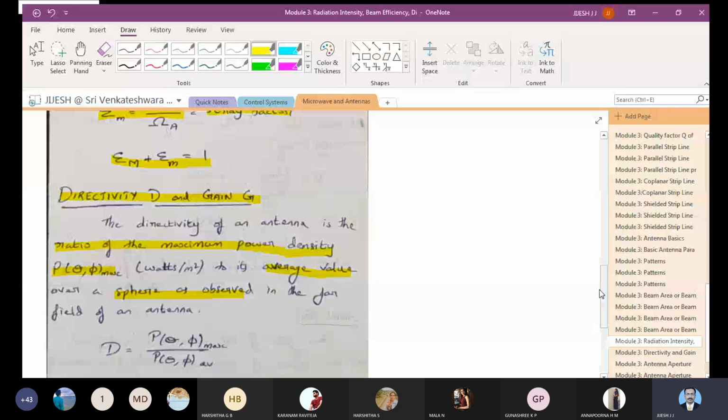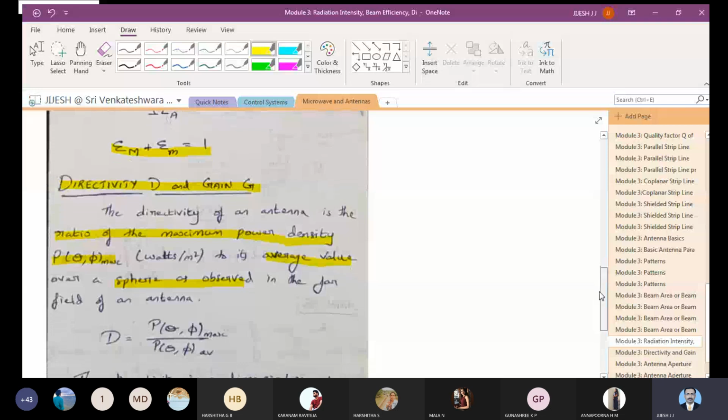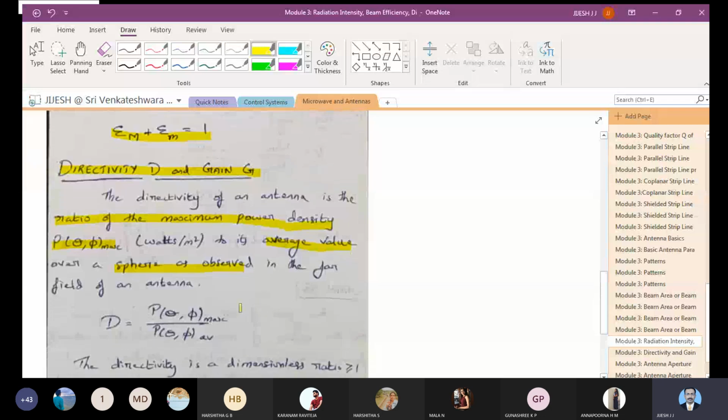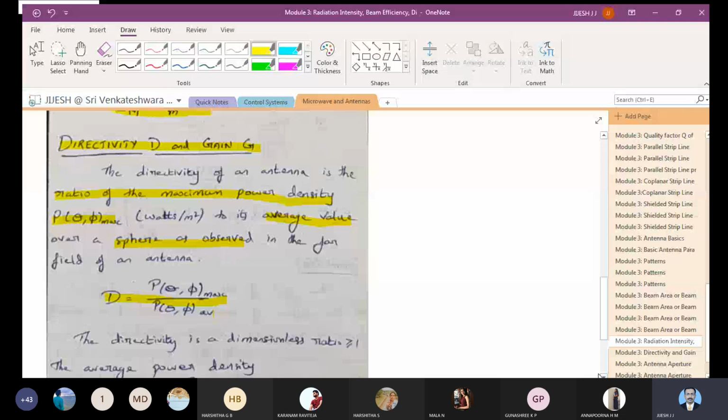Before going to that, what you have to understand here is that directivity is P theta phi maximum divided by P theta phi average. That is the maximum power density to the average power density. That is defined as D, and that is given by this equation. We have a lot of equations for directivity. We'll be studying many different types of equations and their relationship with different parameters.